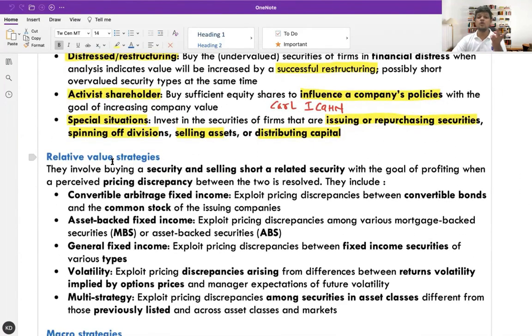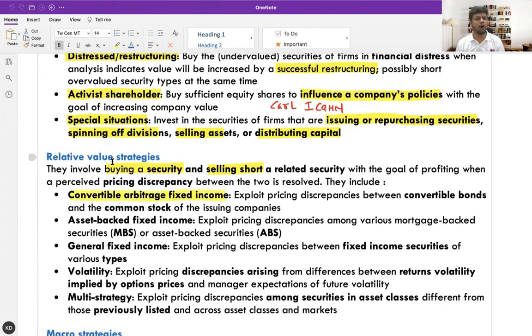Now you have relative value strategies. Relative value means here you are going to compare the value between two things. You will be long in one and short in another. So you'll buy a security and sell short another security in the relative value. Basically, they are betting on the price discrepancy. I'll show you how. For example, convertible arbitrage fixed income.